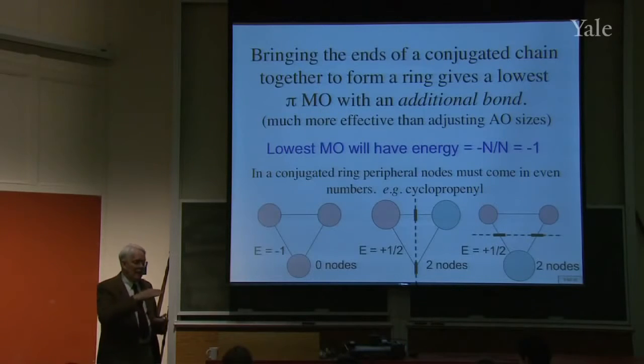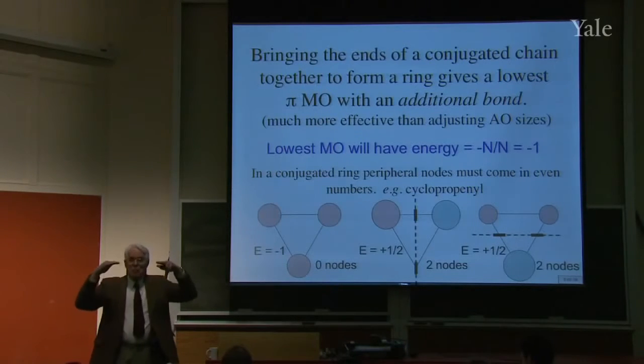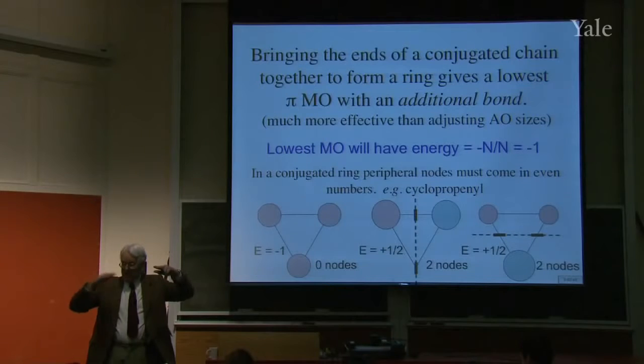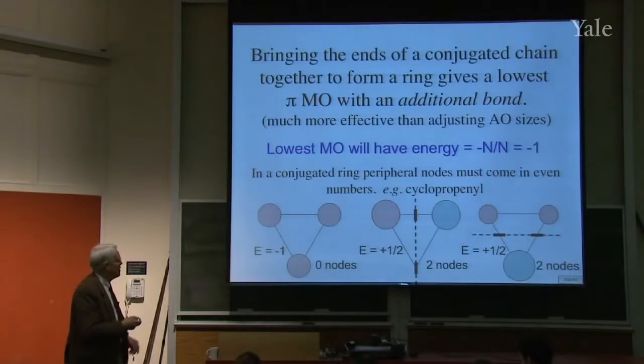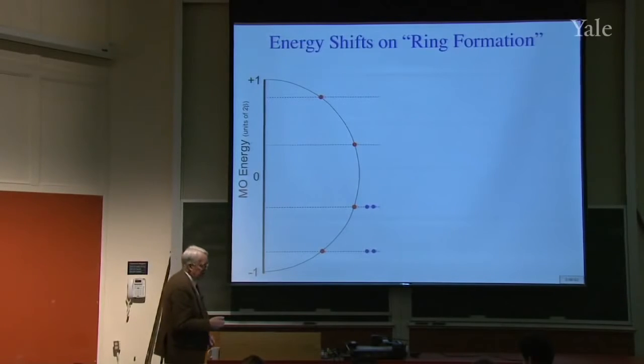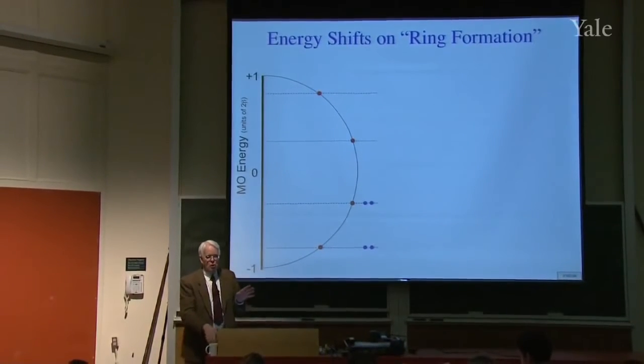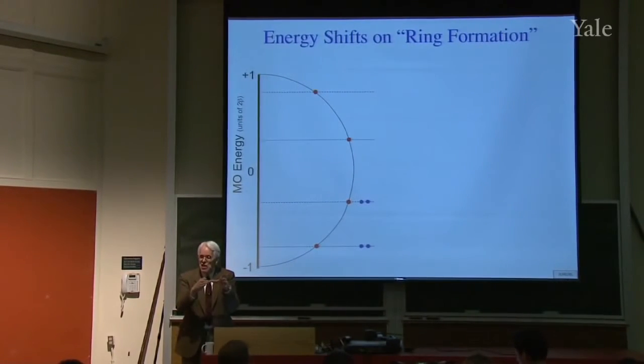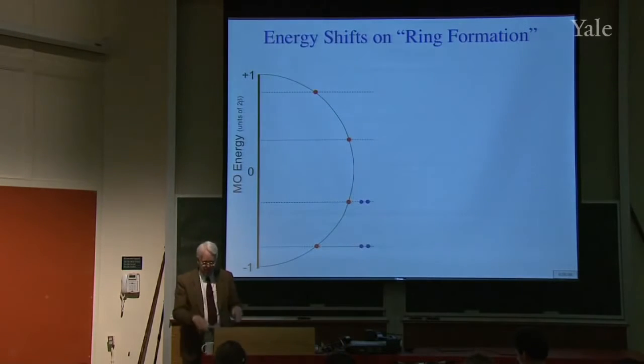So you have a lowest one, and then you have a pair, where there's one with no nodes, then there's a pair with 2 nodes, right? And they have the same energy, right? So now we can look at the energy shift that happens when you form one of these rings. That is, how much is the aromaticity worth?